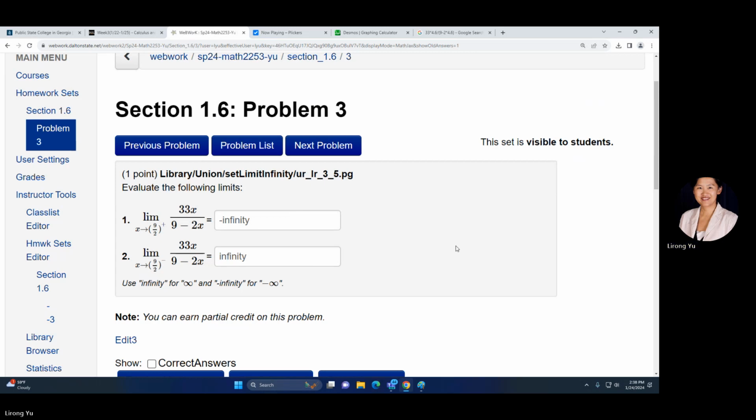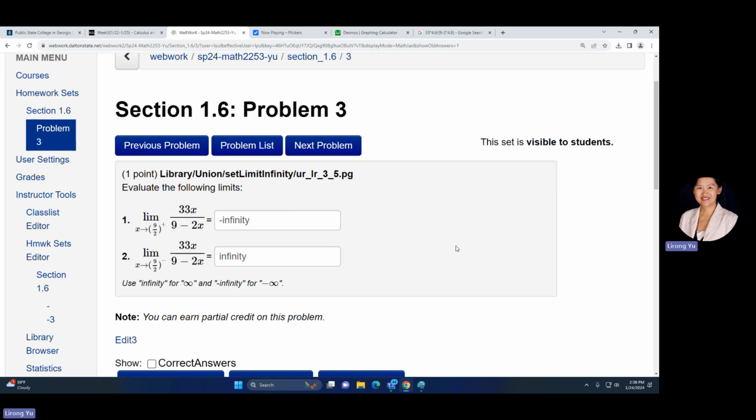Yeah. 3 over 8 is 0.375. To be less than 0.375, you can try 0.3. Plug in 0.3 and see if it's positive or negative. To be bigger than 0.375, you can try 0.4. Try 0.4 and try 0.3. Then you can see whether it's positive or negative. This is the only thing that's important, the sign. With infinity, you just need to know, is it positive infinity or negative infinity?